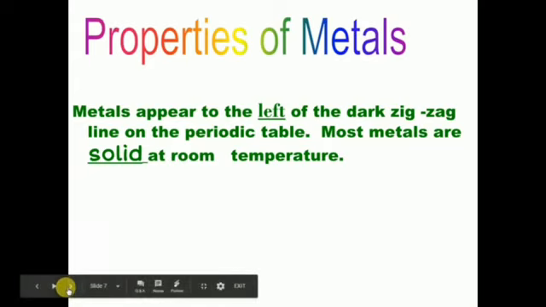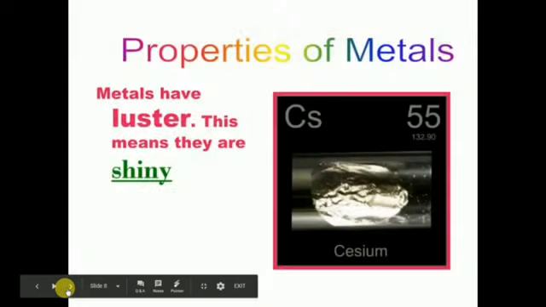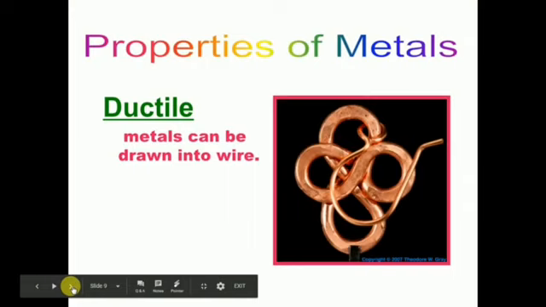Metals are quite strong. They have luster. That means they are shiny. See, cesium is seen here, a very shiny metal, with atomic number 55 and mass number 132.90. Metals are ductile too.